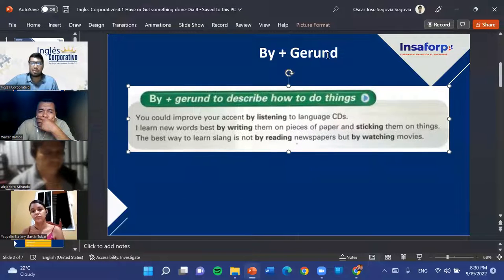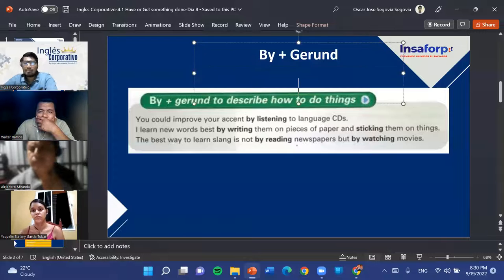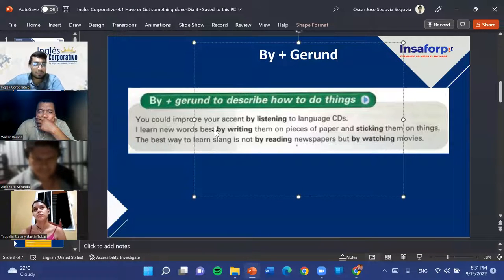So now I want to know, what is an example? Wait, before we get to examples, I'm going to read the next ones. I learn new words best. This is the goal. Learn new words best by writing them on pieces of paper. So when you write them, this is the thing you're going to be doing, writing them on pieces of paper and sticking them on things. So writing them and sticking them. Those are the two things someone has to do in order to learn words best, the way they like it.